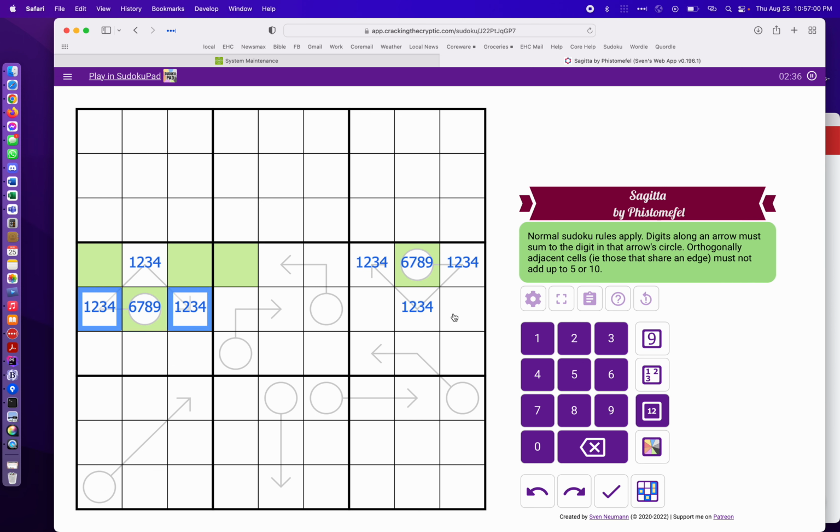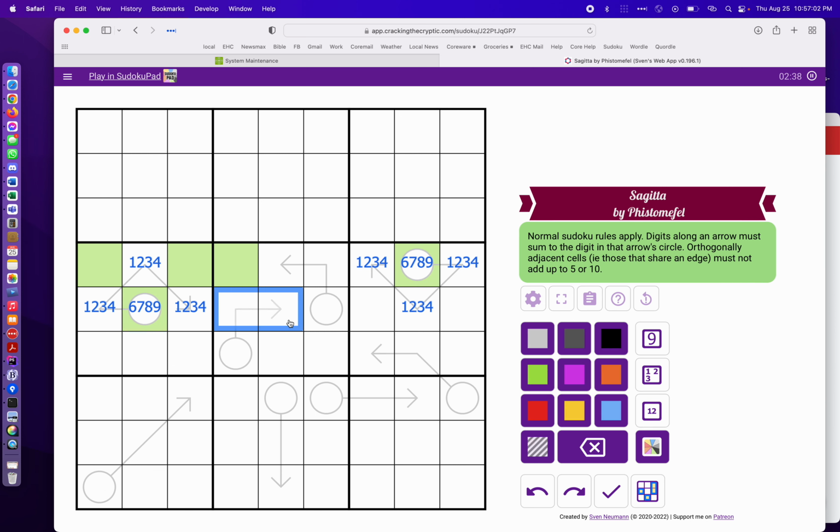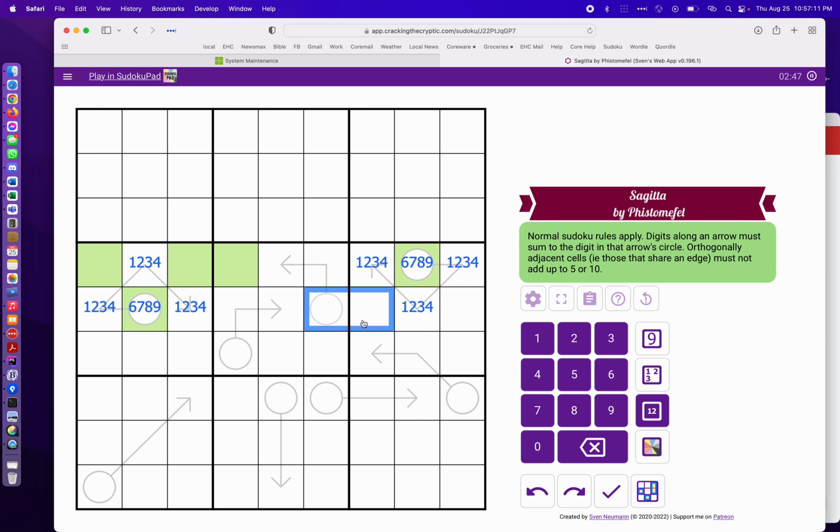So there's 3 in this row. There's going to be 1 more in there because you can't have 2 of them that are 5 and up, because this would have to be at least 10. So that means this, and this are all high digits.